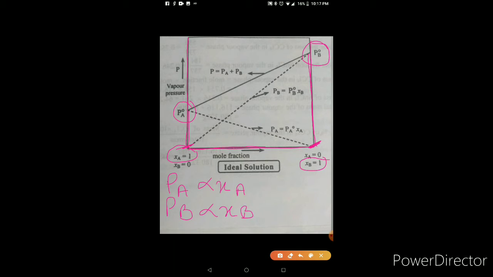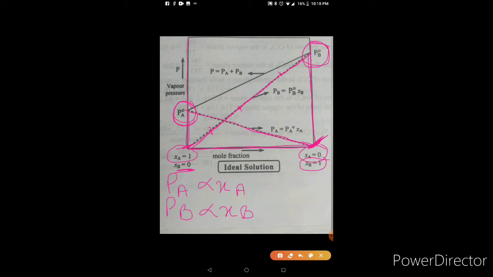But as we move from left to right, we go from XA 1 to XA 0 and XB is increasing. That means going from left to right, B component is increasing. So this straight line will give us the partial pressure of B component at any point. It represents the increase of partial pressure of B till we get only B component, that is PB naught. From right to left, A component is 0 and we keep increasing A component and decreasing B component. So this line will give us the partial pressure of A till we get only A component left, which finally gives only the A component partial pressure on the left hand side of the Y axis.